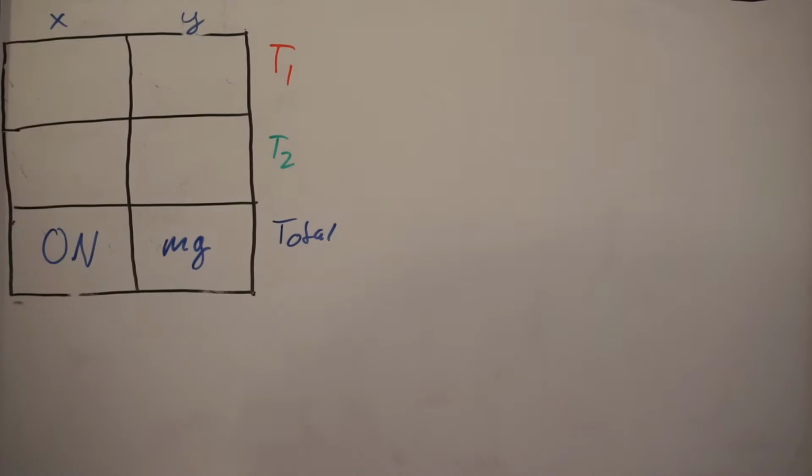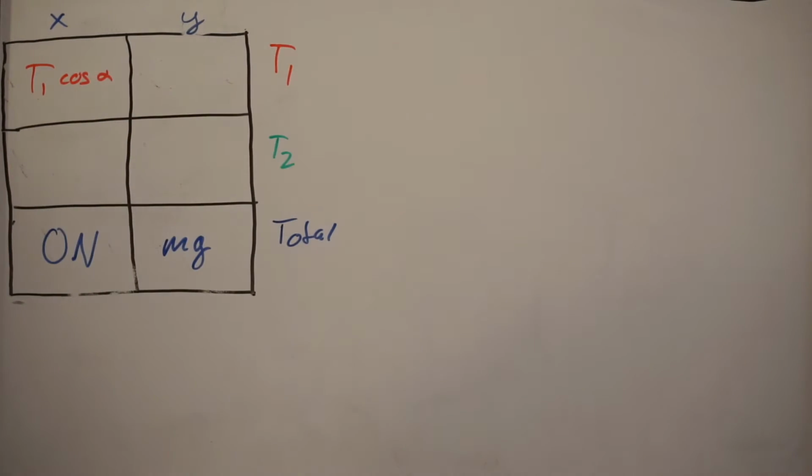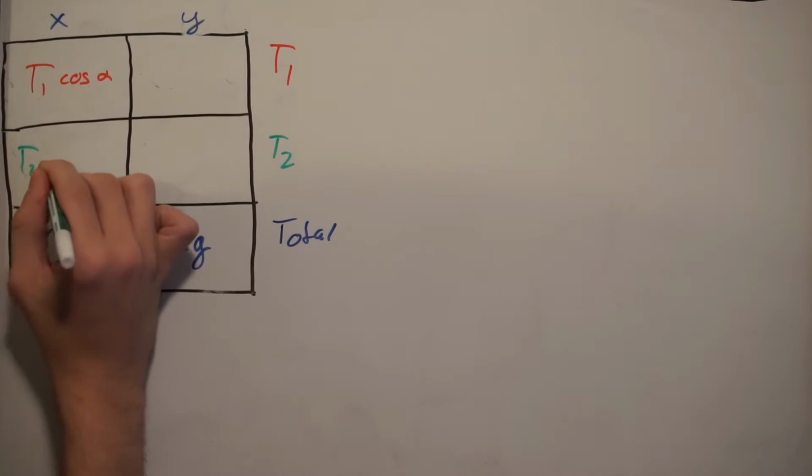So cosine of alpha equals x1 over t1, multiplied by t1, and t1 cosine alpha equals x1. So in the X column, t1 row, we're going to write T1 cosine of alpha, because that equals the X component for that string. And the same goes for T2. T2 cosine theta equals X2.